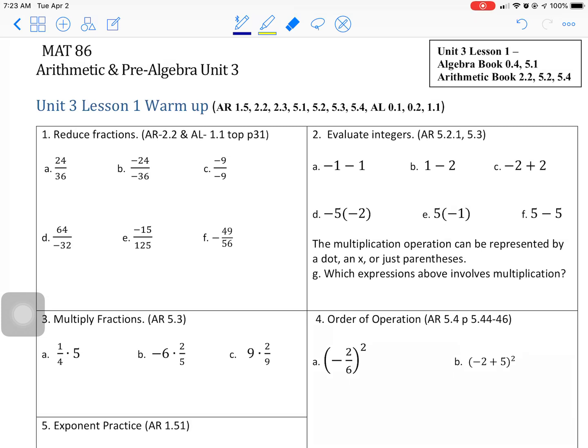All right, Unit 3, Lesson 1. Let's practice with some fraction reduction here.